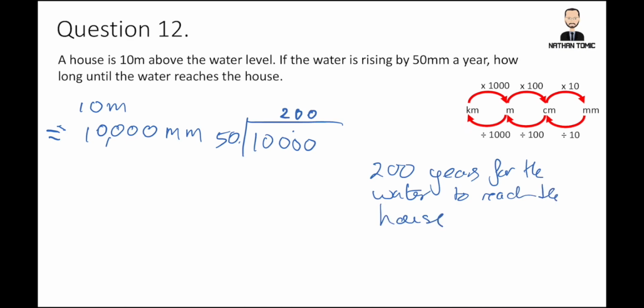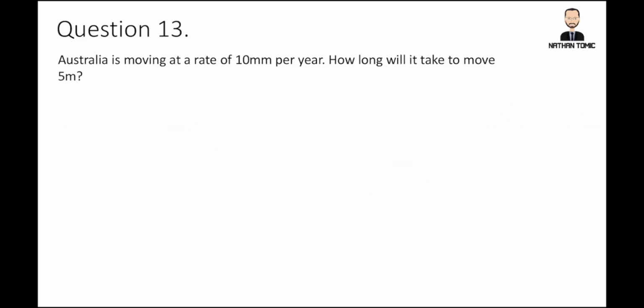Now, could we have done that some other ways? Of course we could. We could cancel out some zeros to make the equation a bit smaller. We could certainly go from 50 millimetres into 10 metres, but at first glance, the quickest way is to convert your metres into millimetres and then do a division that we've done here. Question 13, another worded question. Australia is moving at a rate of 10 millimetres per year. How long will it take to move 5 metres?